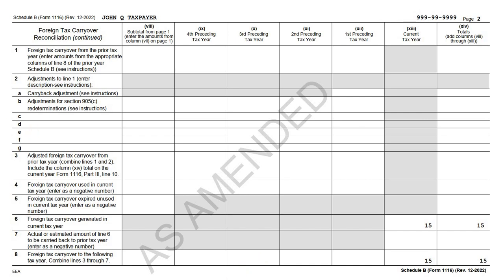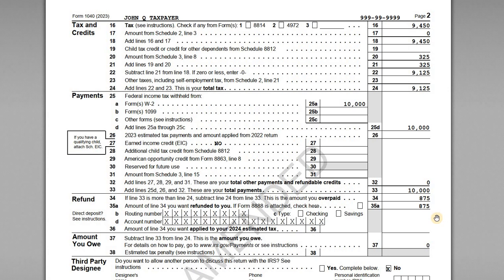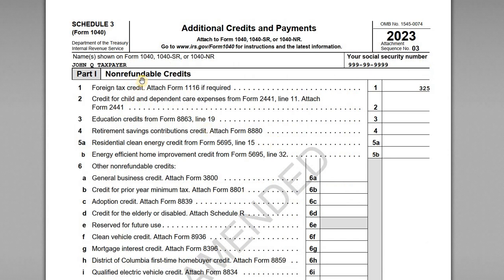So now all of those changes have been made, and we see now that the amount of foreign tax credit that's being claimed is $325. So that's reported on Schedule 3. So we have non-refundable credits, FTC from Form 1116, $325. All right, so now that's all the changes that are being made.